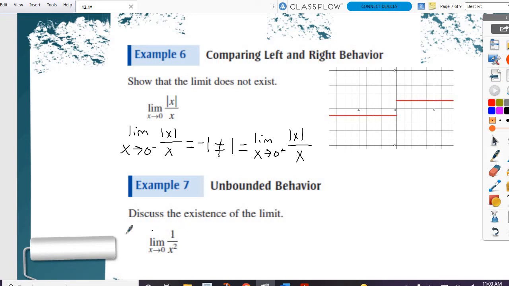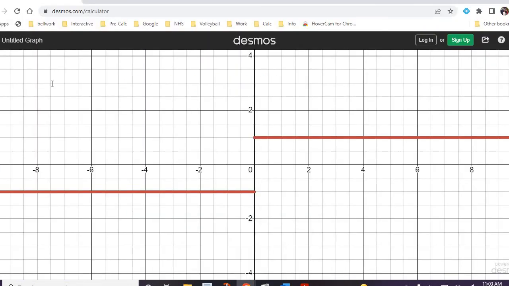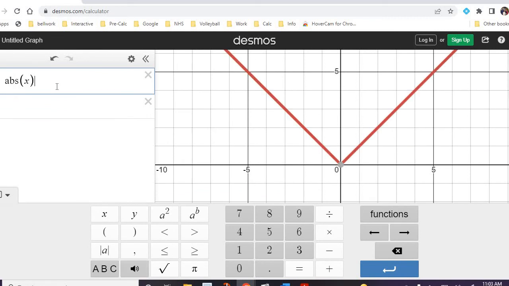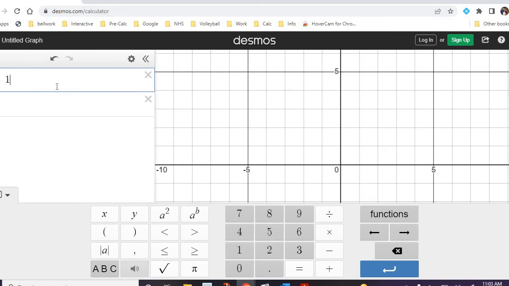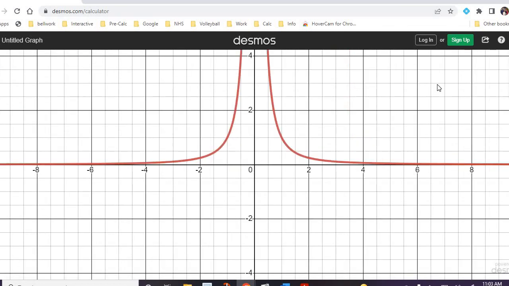Okay, now our next one, we want to look at 1 divided by x squared. In your groups, I want you to decide if this limit exists, and if it does, what it's going to, or if it does not exist, why it doesn't exist.